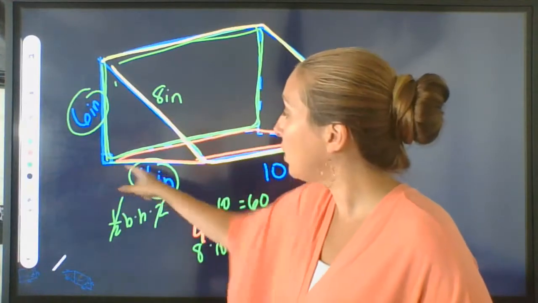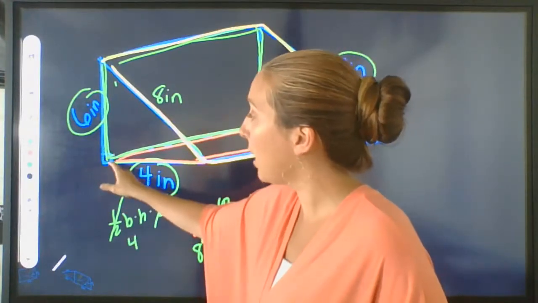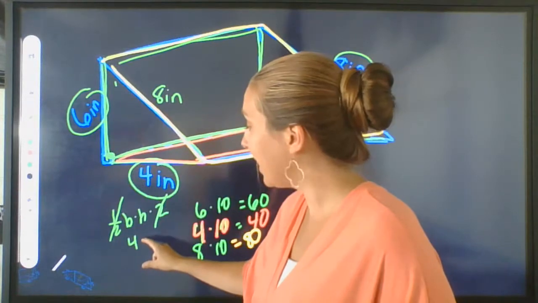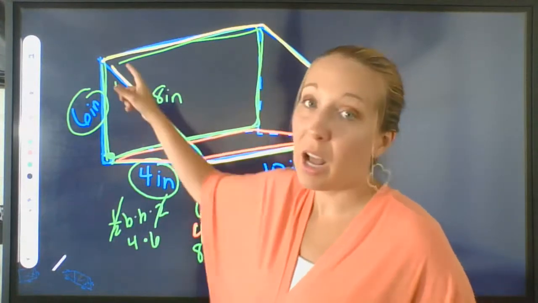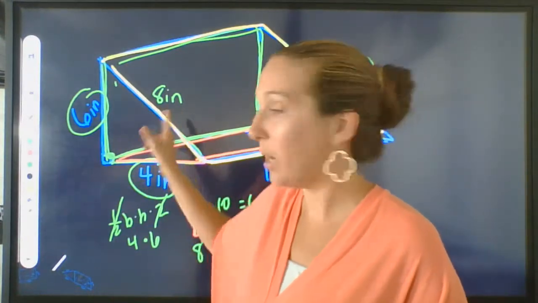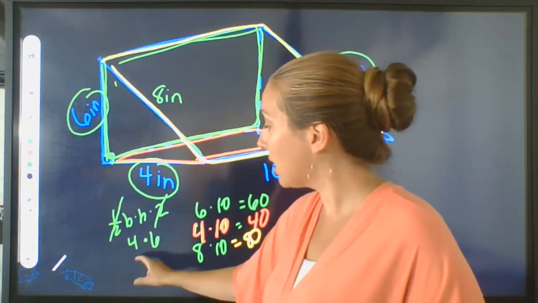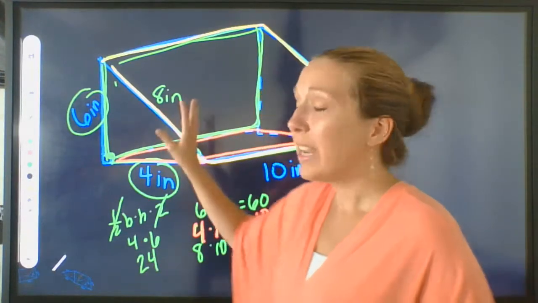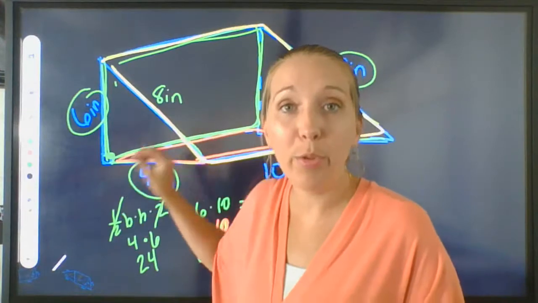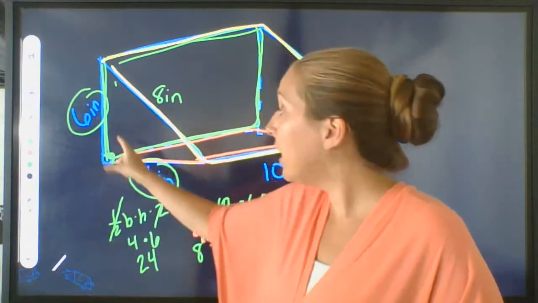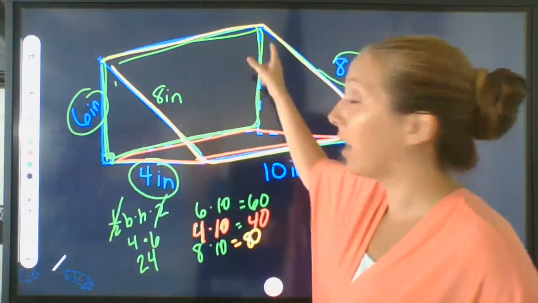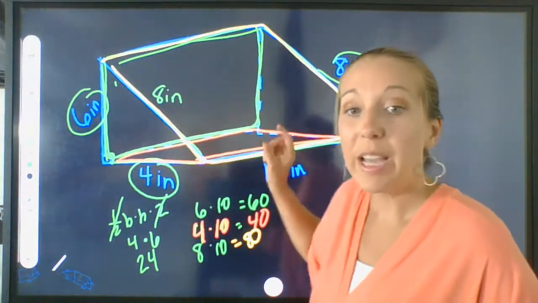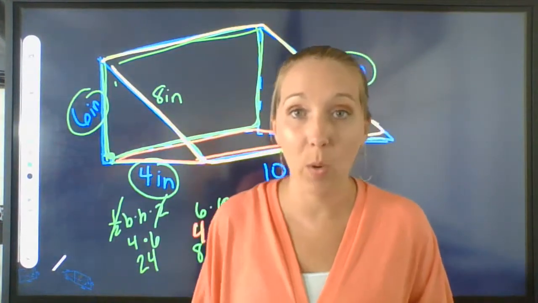So your base of your triangle is 4, because remember, you're looking for that right angle, and your height is 6. This 8 is what we call a hypotenuse. It's across from our right angle. All right, so then we have 4 times 6. That's 24. Now, that 24 is for both triangles. The area of this one triangle would be 12, and the area of this triangle back here would be 12. Together, it is 24 for both.